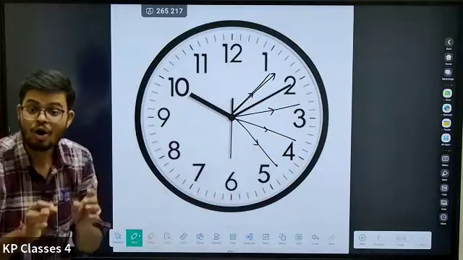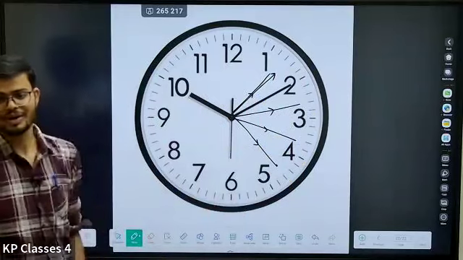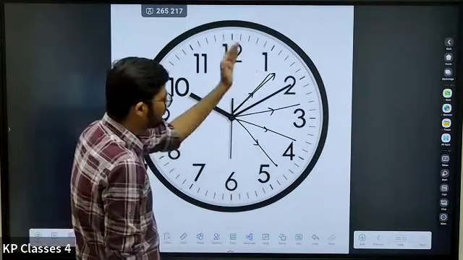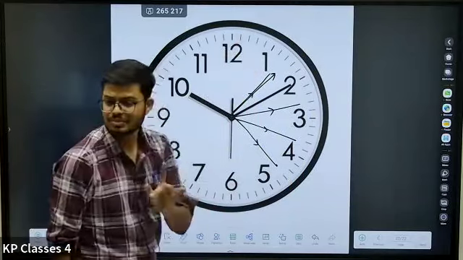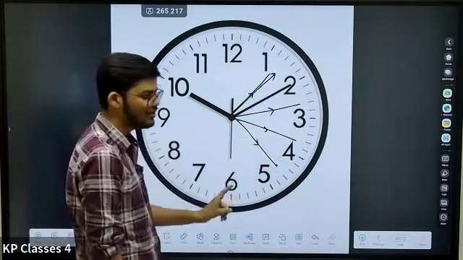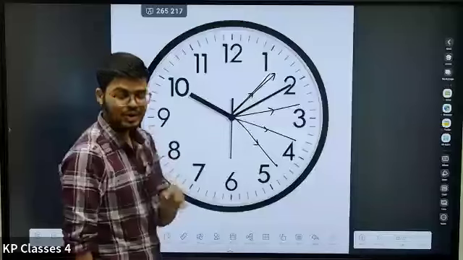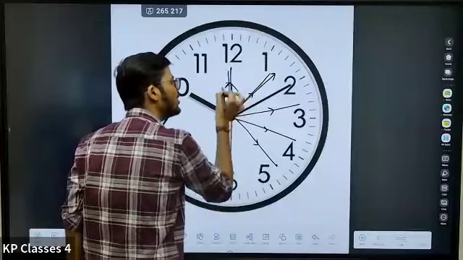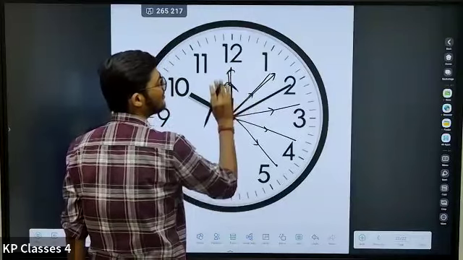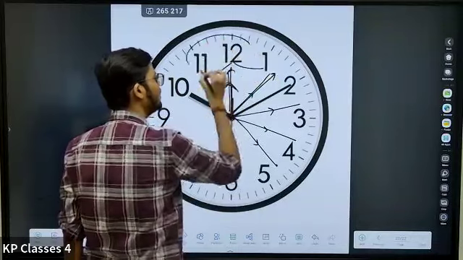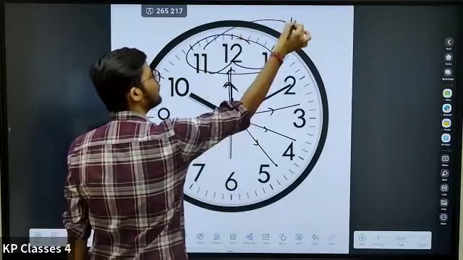So they are asking how many times they will overlap in 12 hours. We think that 12 hours means 12 times, but this is not it. We think that between 1 and 2, 2 and 3, 3 and 4, 4 and 5, it is 1 time each. But exactly at 12, it is already 0 degrees. So between 11 and 1, it will overlap only 1 time.